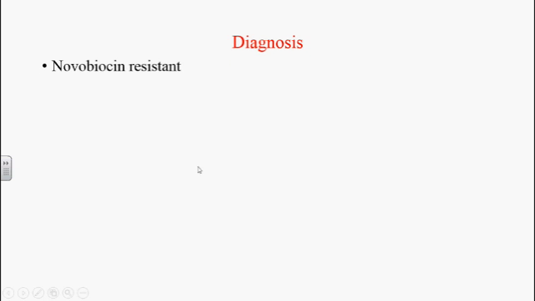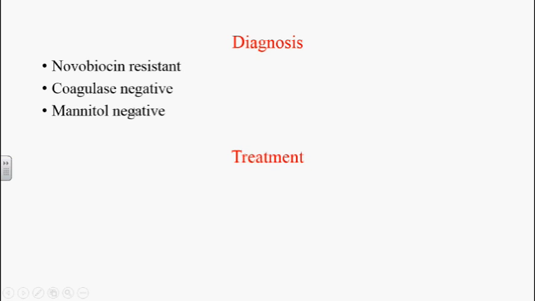Diagnosis. Staphylococcus saprophyticus is novobiocin resistant. It can grow in novobiocin containing medium when compared to Staphylococcus epidermidis. It is coagulase negative, mannitol negative, and for treatment, penicillin is the drug of choice. We can use penicillin for this organism. It is not resistant to penicillin.